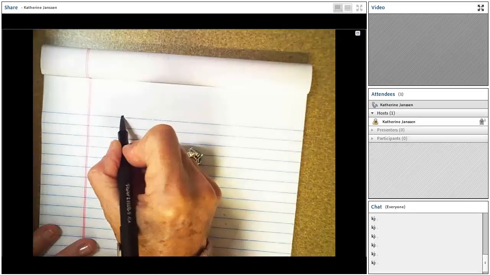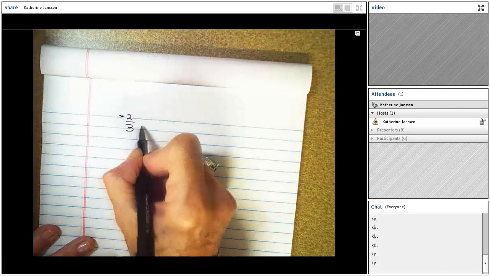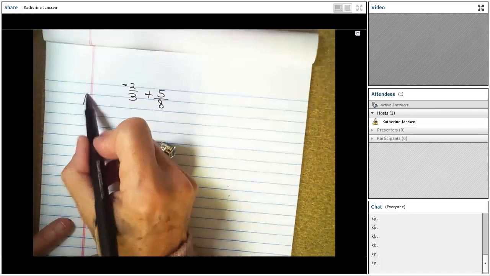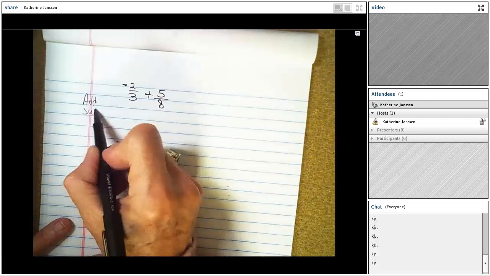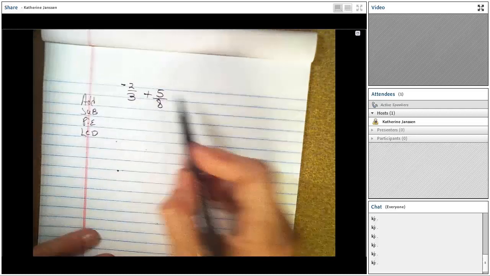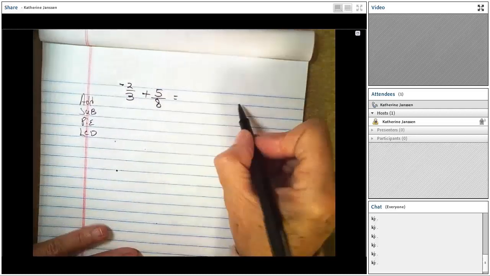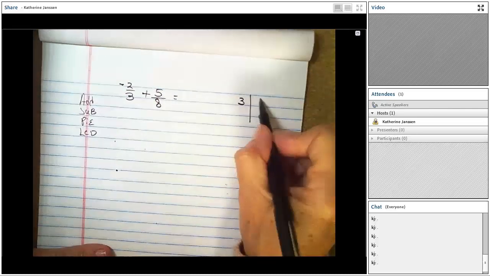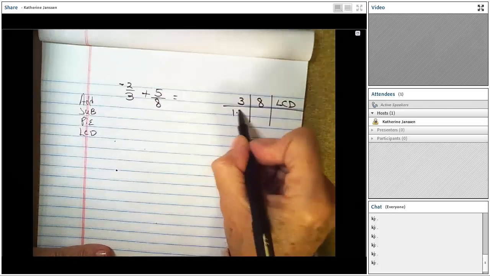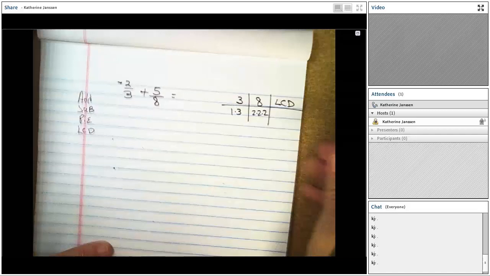A negative 2/3 plus 5/8. Well, we remember that when we add or subtract fractions, we have to think about the piece of pie, and we need a least common denominator. My denominators are different, so I'm going to have to find a common denominator. So I'll build my least common denominator table. That's 3 and 2 times 2 times 2 with prime factorization.